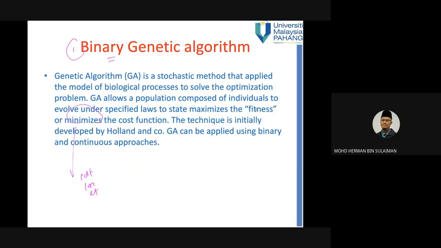When we say maximize or fitness, normally it is to maximize the profit, and so on. So these two functions are basically interrelated. We can make the inverse of the cost become the maximize, or the inverse of the profit become the minimize. The technique was initially developed by Holland and company. So GA can be applied using binary and continuous approaches.